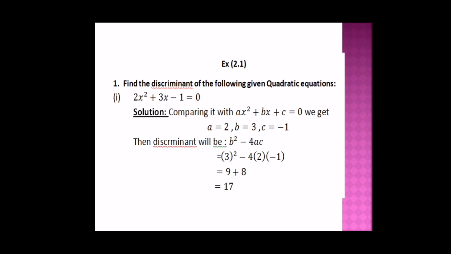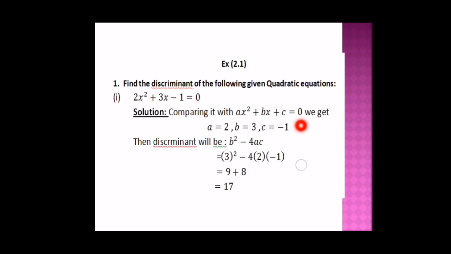Question number 1 of exercise 2.1 is related to the discriminant, that is, we are going to find the discriminant of the given quadratic equation. The given quadratic equation is 2x square plus 3x minus 1 is equal to 0. As you have done before, we are going to compare it with the standard form of the quadratic equation, that is ax square plus bx plus c is equal to 0.